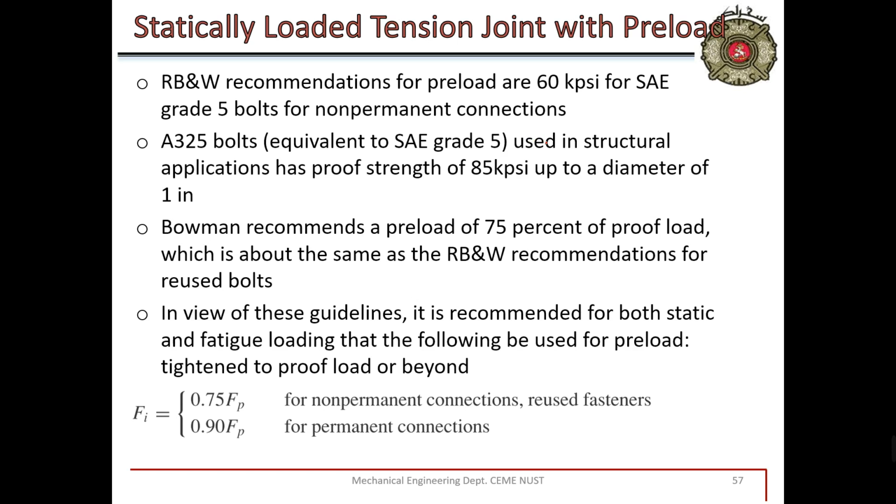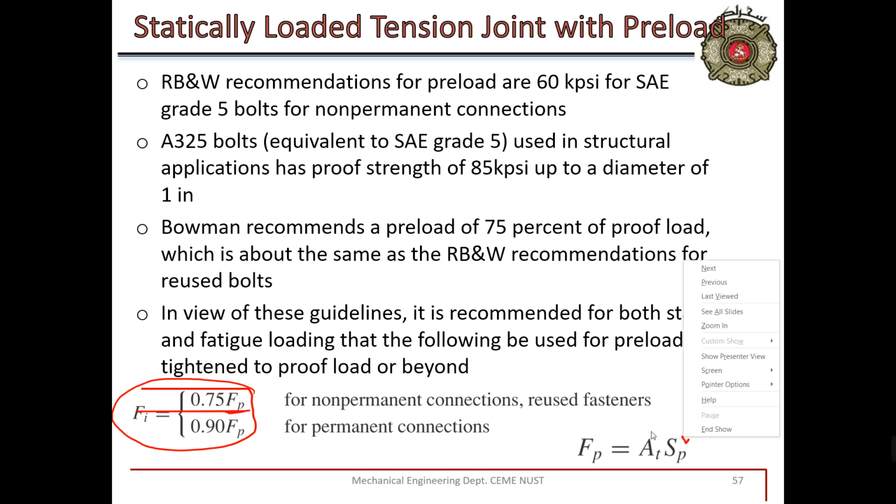there has to be a relationship between proof strength and Fi. And after going through all this study, the final equation we have arrived at was this. In this equation, if you know Fp, which is proof load, and what is proof load? This is proof load. For any material, for any bolt, you can calculate AT from Table A-1 and A-2. You have the value of AT.